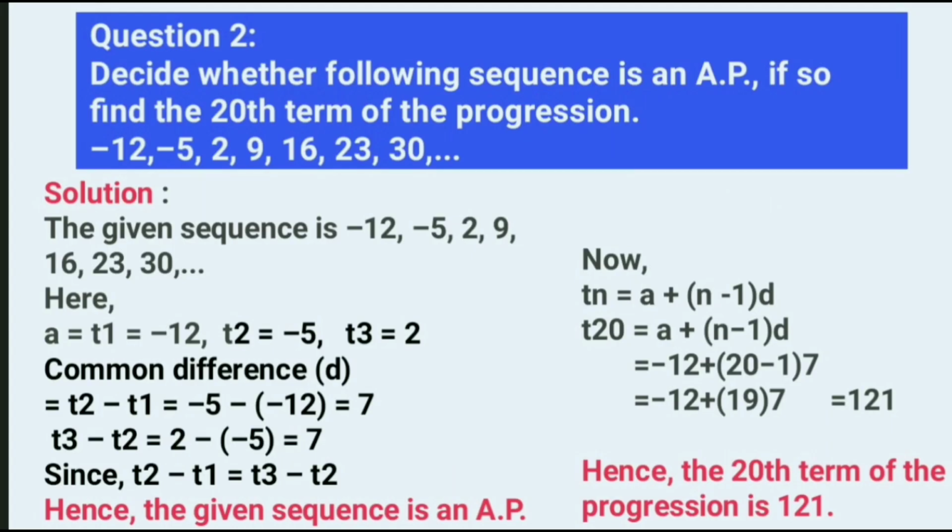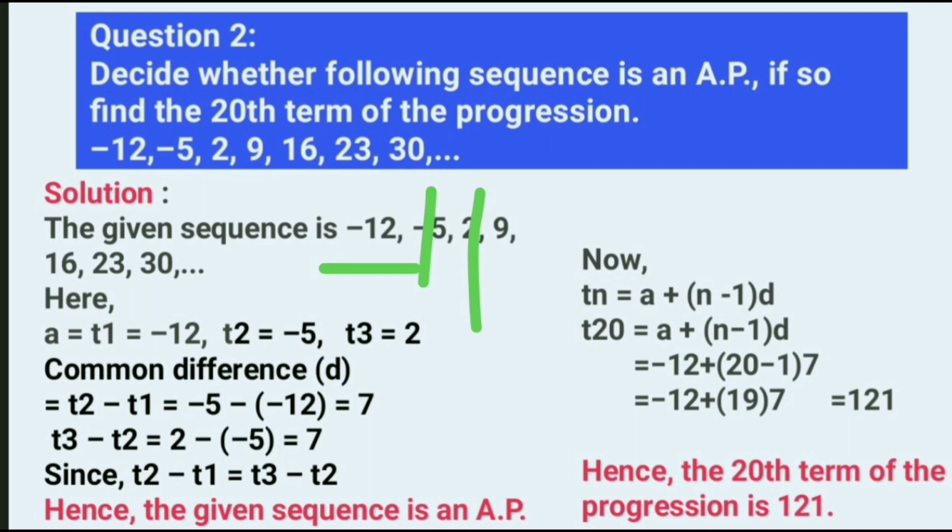So question number 2, decide whether the following sequence is an AP. If so, find the 20th term of the progression. -12, -5, 2, 9, 16, 23, 30 and so on. Solution, the given sequence is -12, -5, 2, 9, 16, 23, 30 and so on. Here T1 is equal to -12, T2 is equal to -5, T3 is equal to 2.